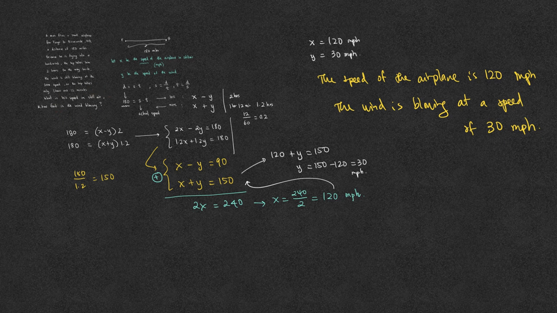Let's double check our work. To fly from Fargo to Bismarck, the speed of the airplane is 120 and the speed of the wind is 30. The wind slows down the airplane. So the actual speed is 90. 90 times 2 hours is 180. So the answer checks out.